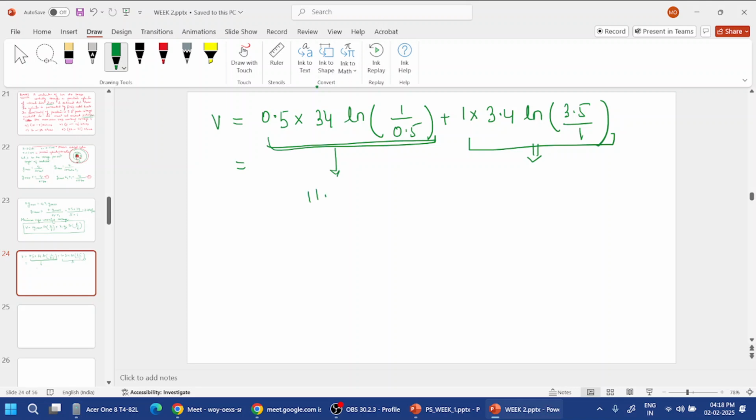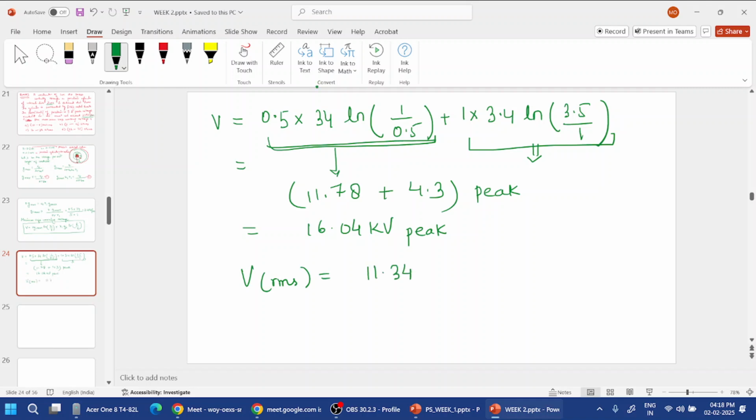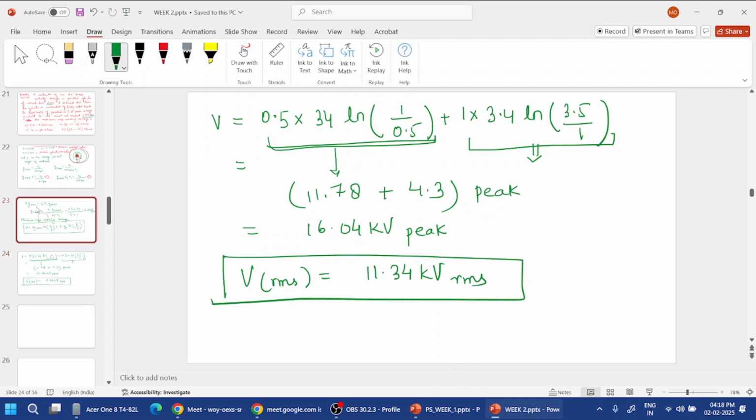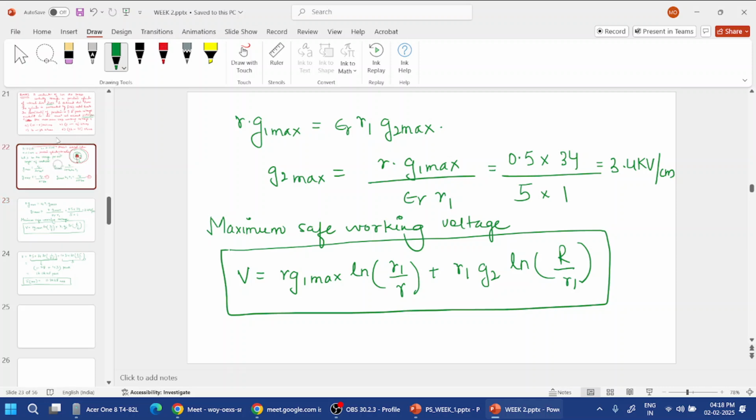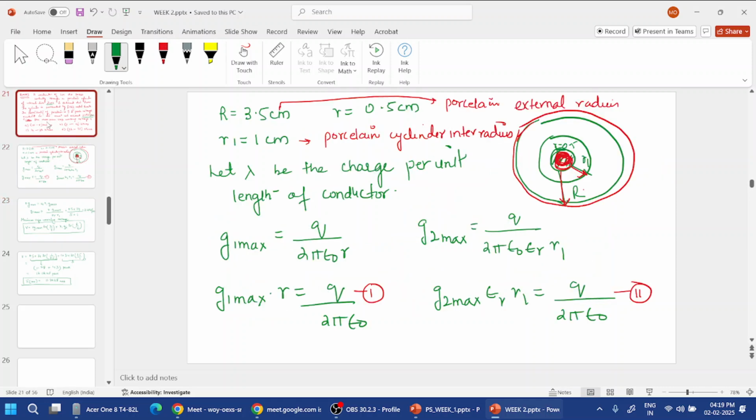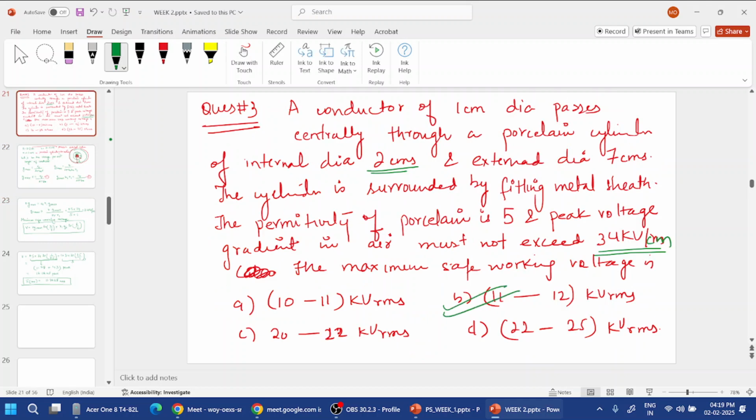This is 11.78 plus 4.3. Okay, and this is the peak. So it will be 16.04 kV peak. And in the question we have to calculate the RMS, then V RMS is equal to 11.34 kV RMS. So based on that, the answer will come out to be 11 to 12.